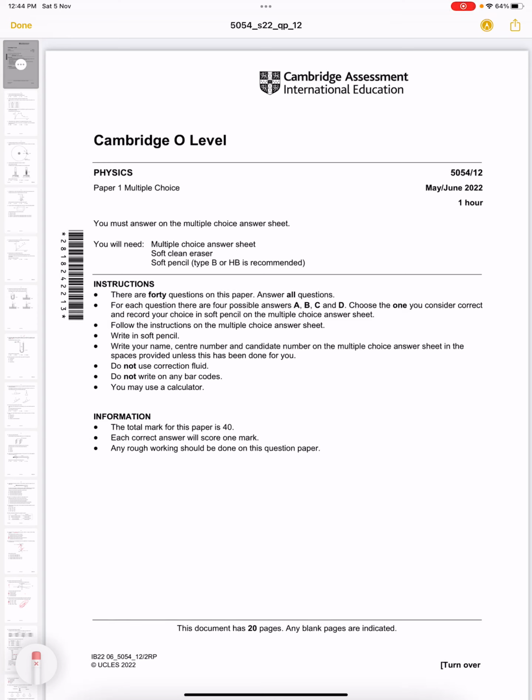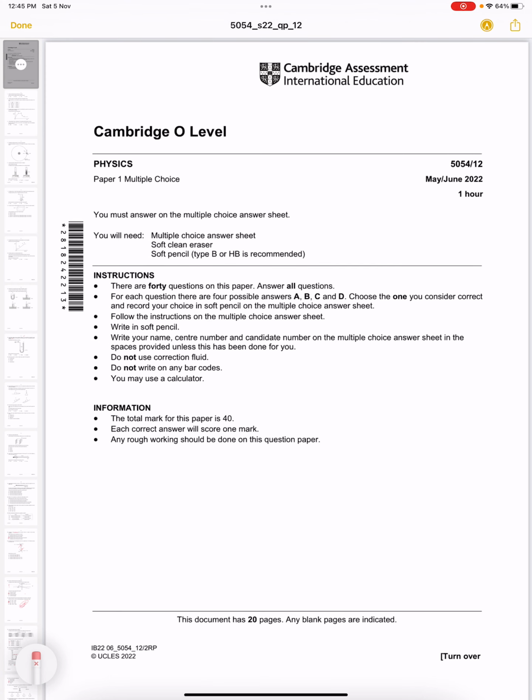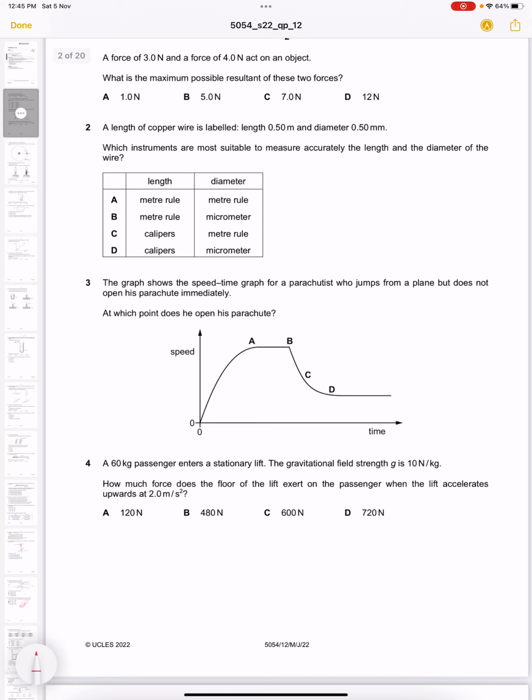Hello everyone. Today we are going to solve May-June 2022 Physics Paper 1 Variant 2. Paper 1 means the multiple choice questions paper. Okay, let's start the paper.